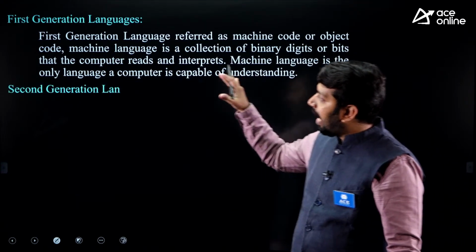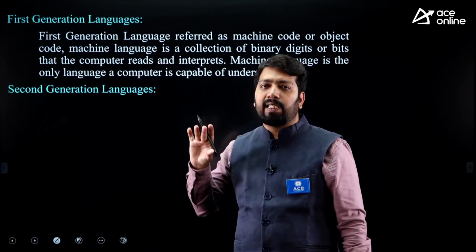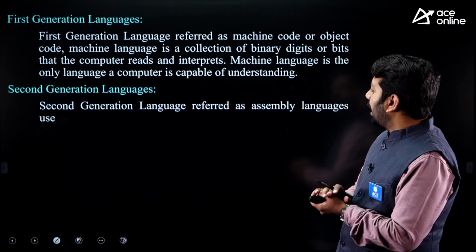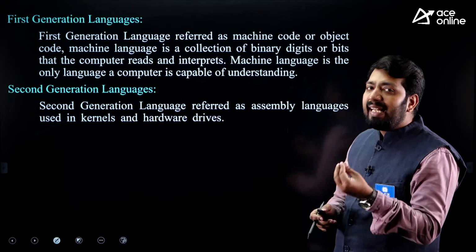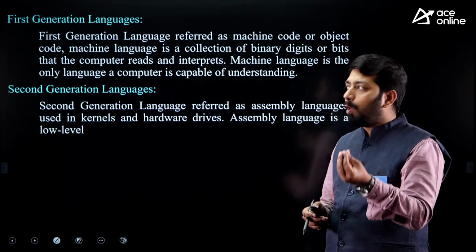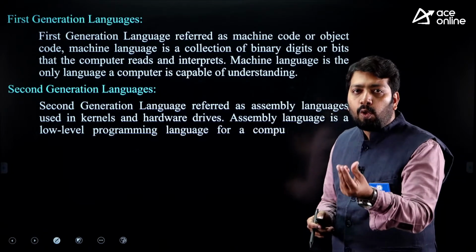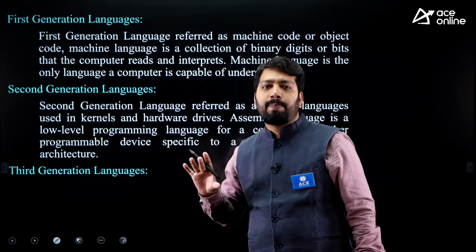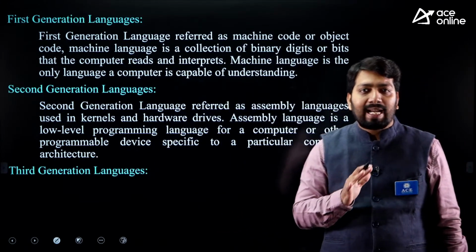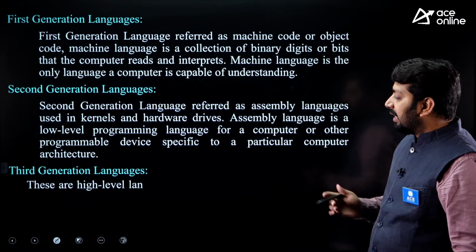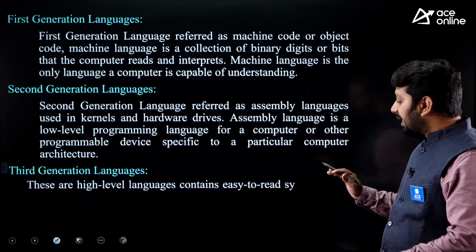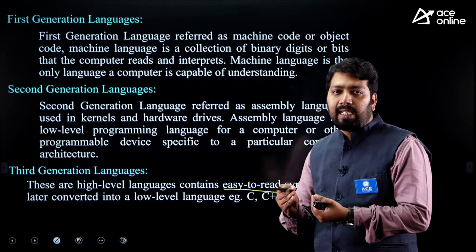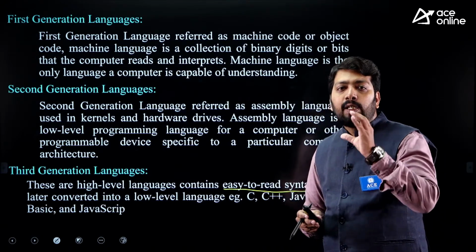So what happened? After first generation, the second generation language comes, and here it is called assembly language. In assembly language, we use so many symbols or mnemonics to represent our code of 0, 1. Then third generation language comes into the picture. That means our C language, Fortran, comes into the picture. These are high level languages, easy to read. That means these languages are more or less like human language.